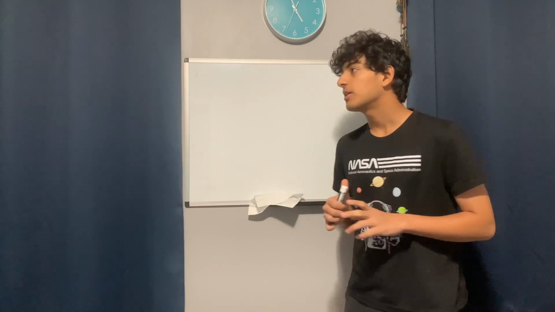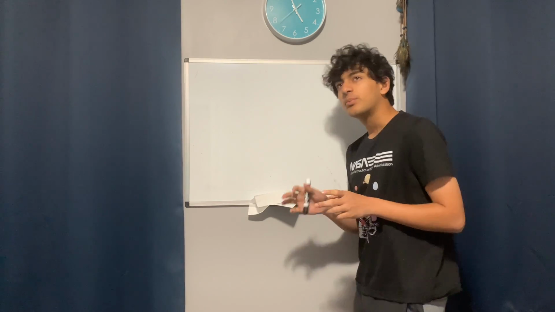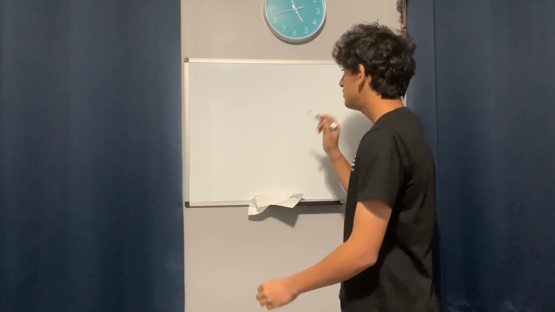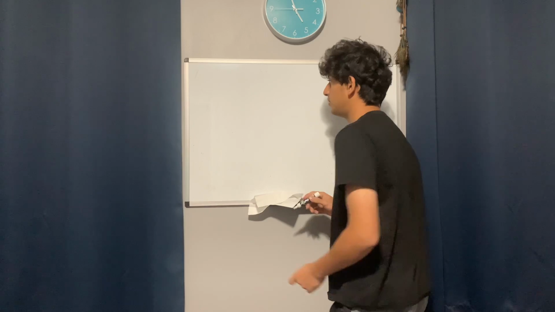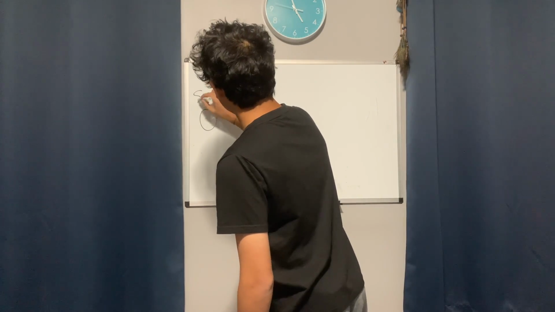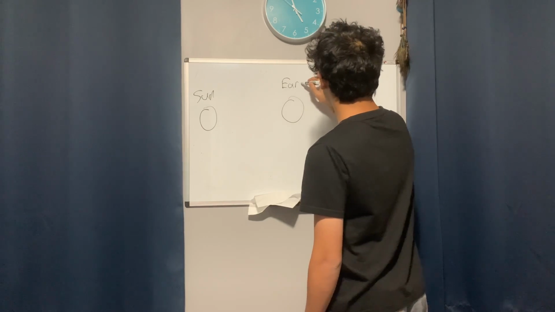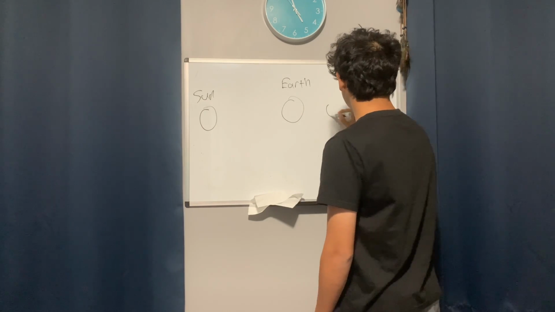Now, today we're going to be talking about the moon and its phases and eclipses. This is a topic that's often misunderstood by people, so I thought I'd do a video to cover it. Now, three things we need to understand to learn about the moon phases are the sun, the earth, and the moon.